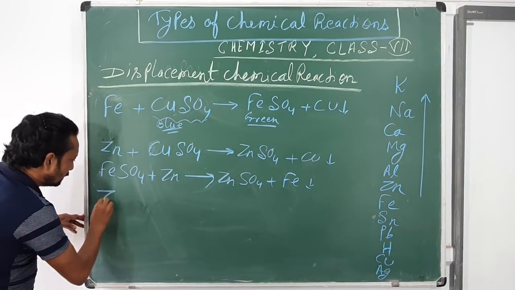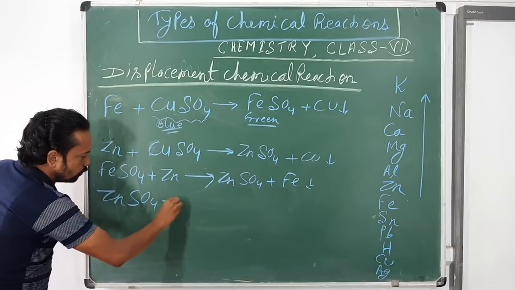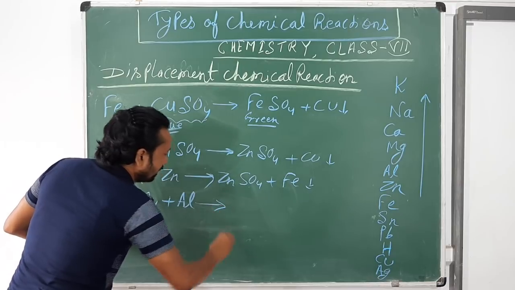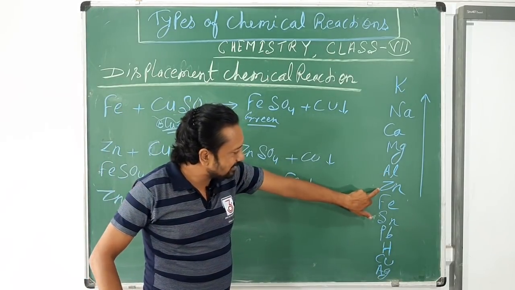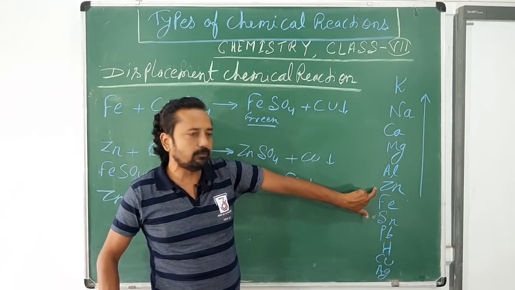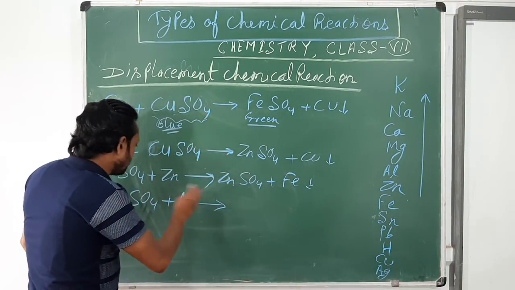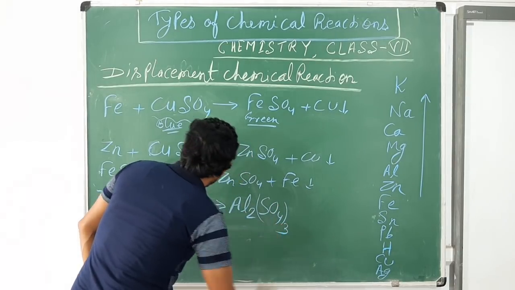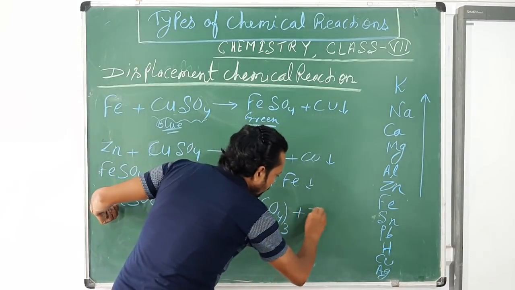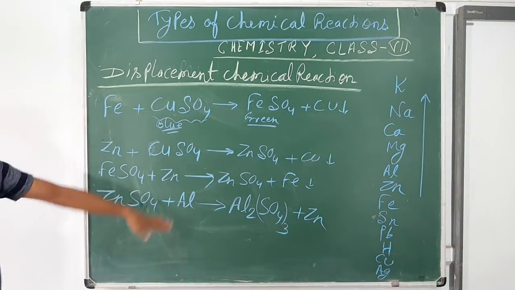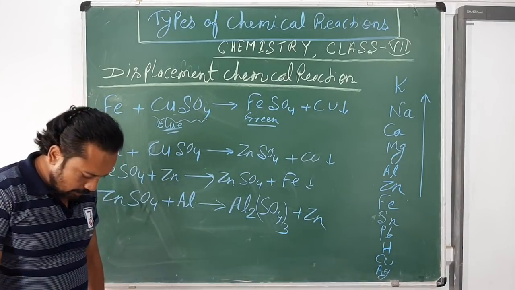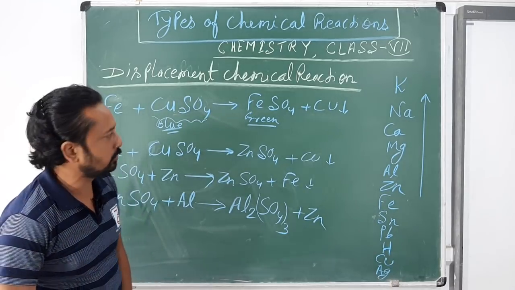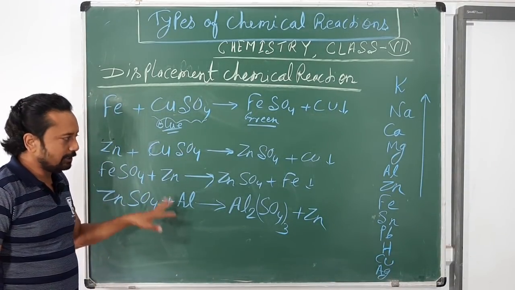If we use zinc sulfate as solution and dip a piece of aluminium in it, then what happens? Aluminium is more reactive than zinc. It means aluminium can also displace zinc from their solution. So it forms aluminium sulfate, Al2(SO4)3, and also displaces zinc. These are basic examples of displacement reaction, where a higher reactive metal displaces a lower reactive metal from their salt solution. So all of these are examples of displacement reaction.